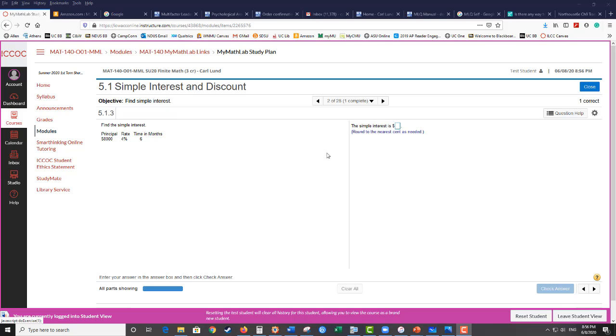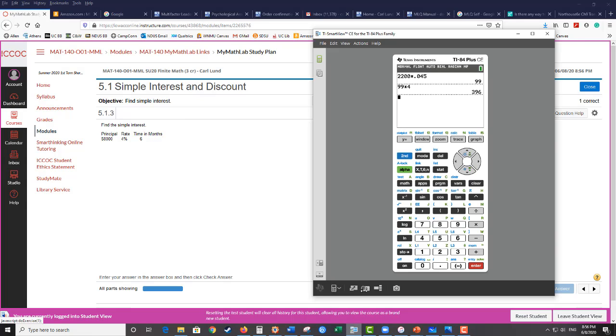Here's a problem that's more straightforward. We want to find the simple interest. So we have our principal, we have our rate, and we have our time in months. And so what we're going to do is just on our calculator, we're going to do $8,000, that's our principal, times our interest rate, 4%, 0.04, and then 6 months is 1/2 or 6/12 of a year.